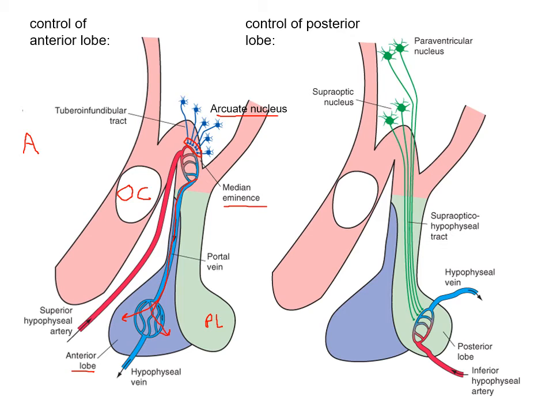On the other side, you have the PVN and SON releasing oxytocin and vasopressin via these long axons that come all the way down, releasing their hormones directly into the capillary bed located in the posterior lobe, and then entering the circulation. These hormones then circulate to their target organs, the kidneys, the breasts, and the uterus.